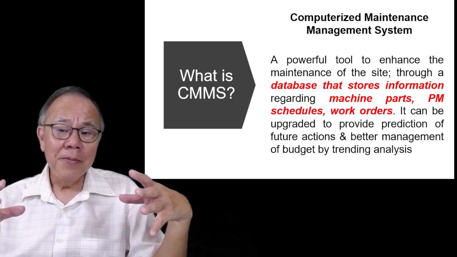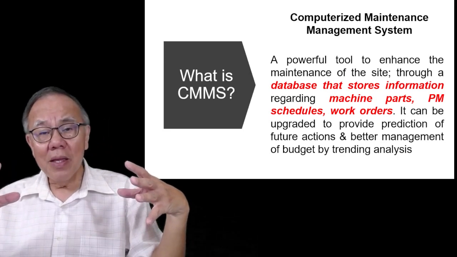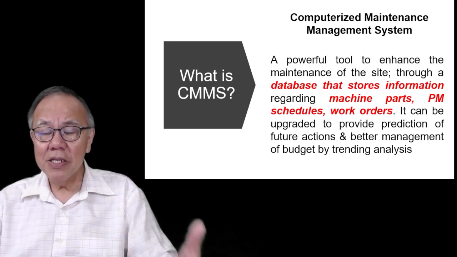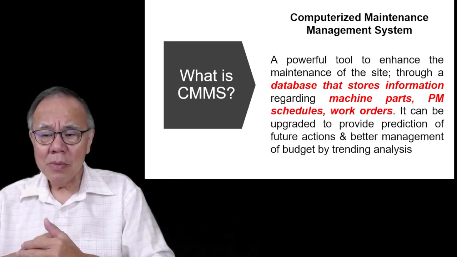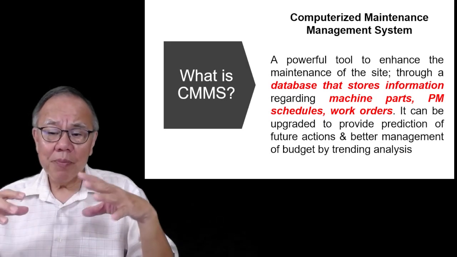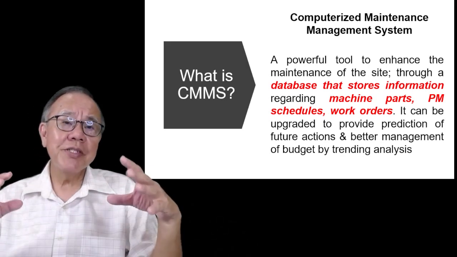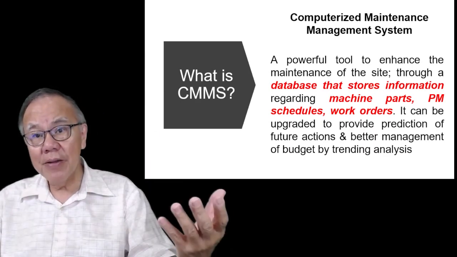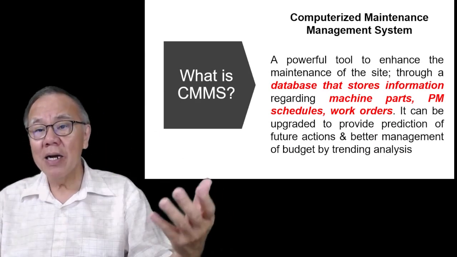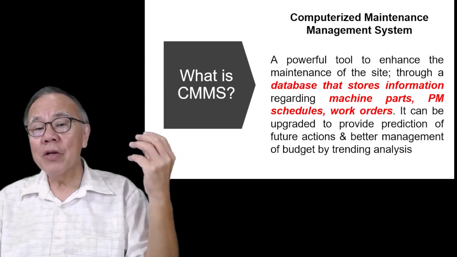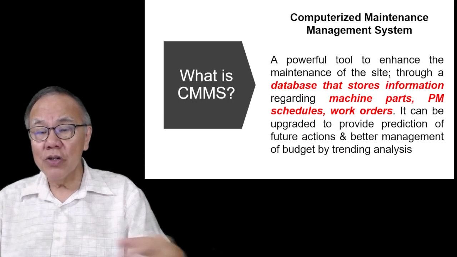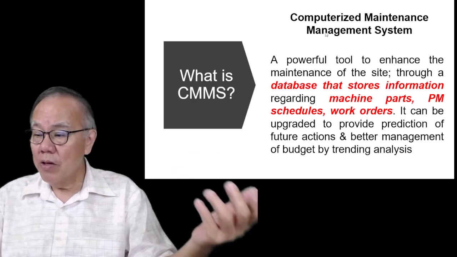So basically, it's an information-based system regarding your machine parts, the PM schedule, your works order. It can be upgraded and provide prediction. So a good system eventually will be able to capture data and give you prediction, so that you can better manage your equipment efficiency, effectiveness, and budgeting, your trending, whatever, and so on and so forth.